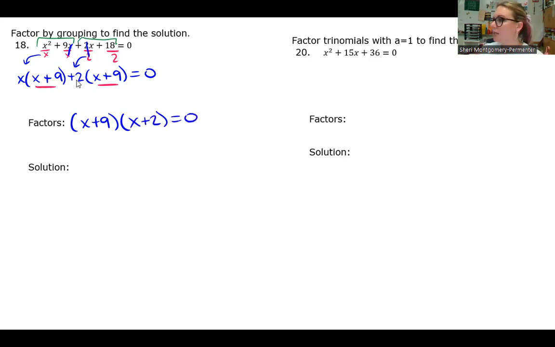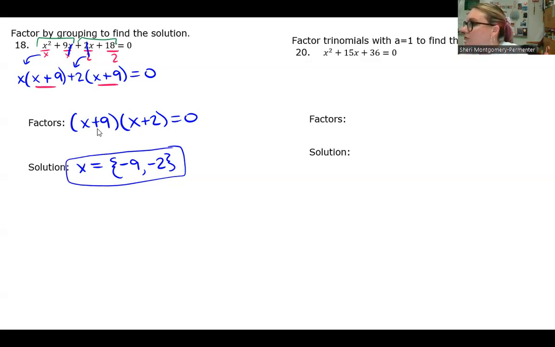For my solution, Sid was asking, do I have to show work? I have factors. To find solutions is easy. Do you have to show me work, or can you tell me what is the solution when you have a factor that's x plus 9? -9 and -2. You can show work if you want to, but you don't have to.